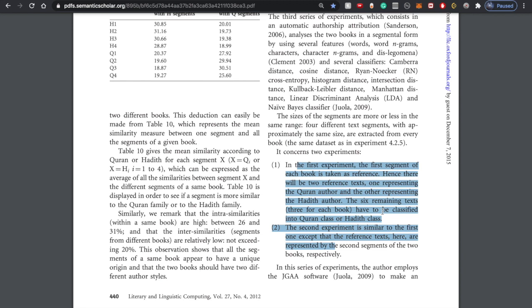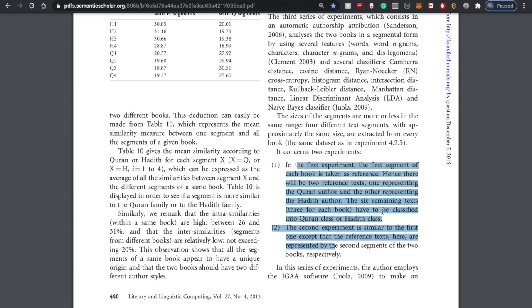And then in the second experiment, the same thing is done, but now the second segment is taken as a reference, and Q1, Q3, and Q4, and H1, H3, and H4 are looked at to see if they are written by one of the 2 authors and which group they go into. Right, so I'll try and explain it once more.